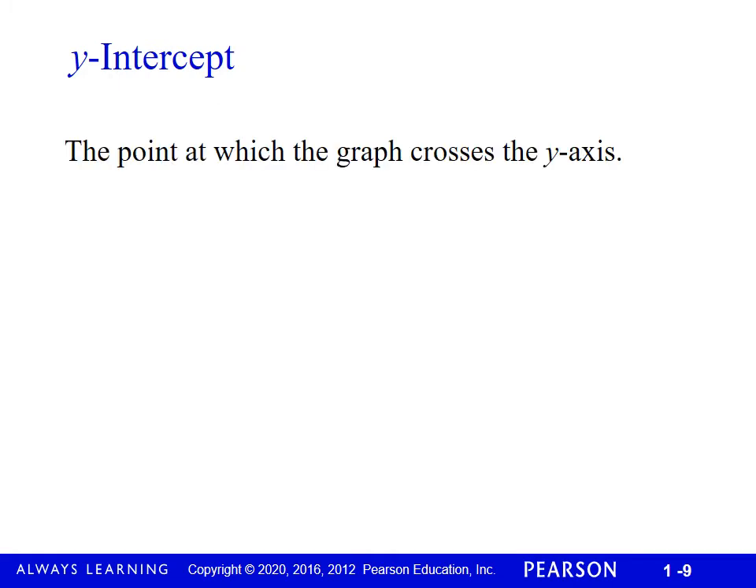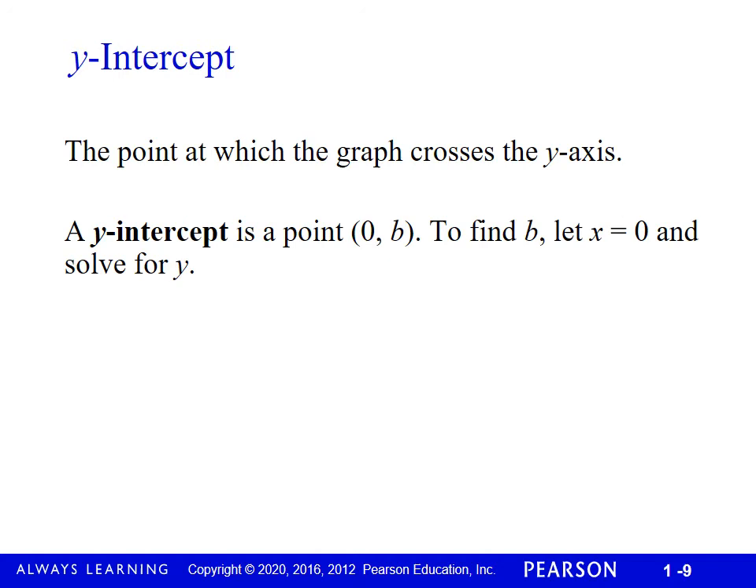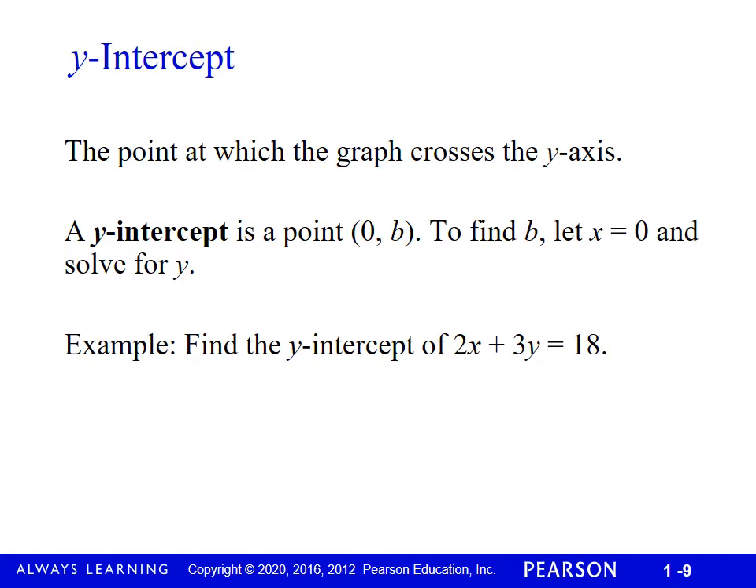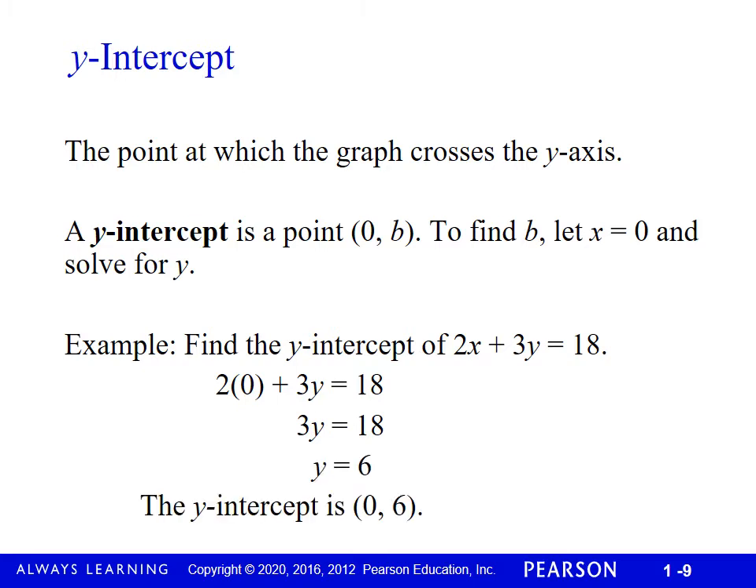Similarly with the y-intercept, this is where the graph crosses the y-axis, and of course, x equals 0 for every point along the y-axis, because the y-axis goes through x equals 0. So we're just going to do the opposite. We have this equation. Now we're going to substitute x equals 0. So we plug in a 0 for x here, and we get 2 times 0 plus 3y equals 18. Divide both sides by 3, and we get y equals 6.